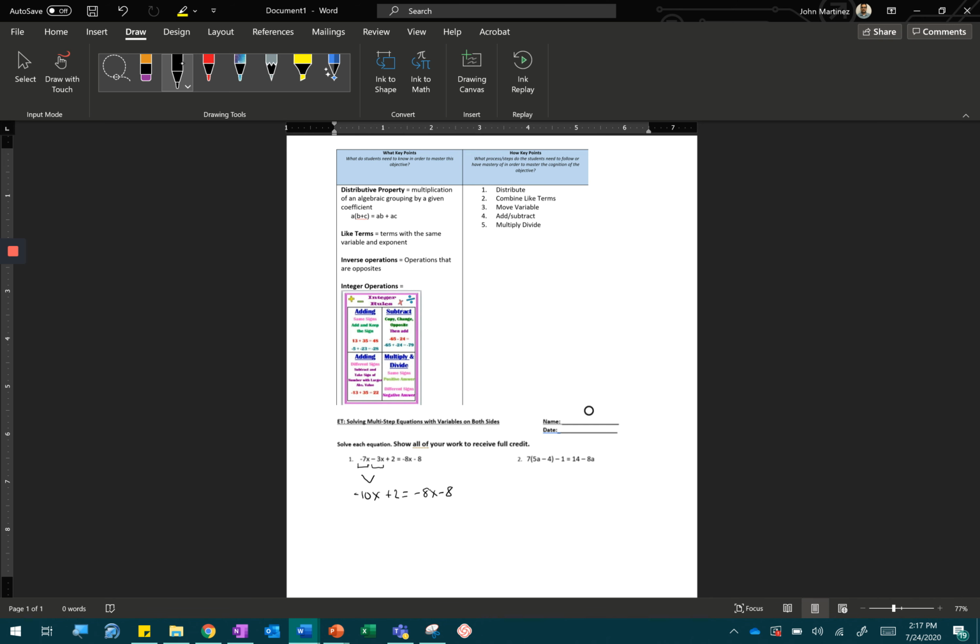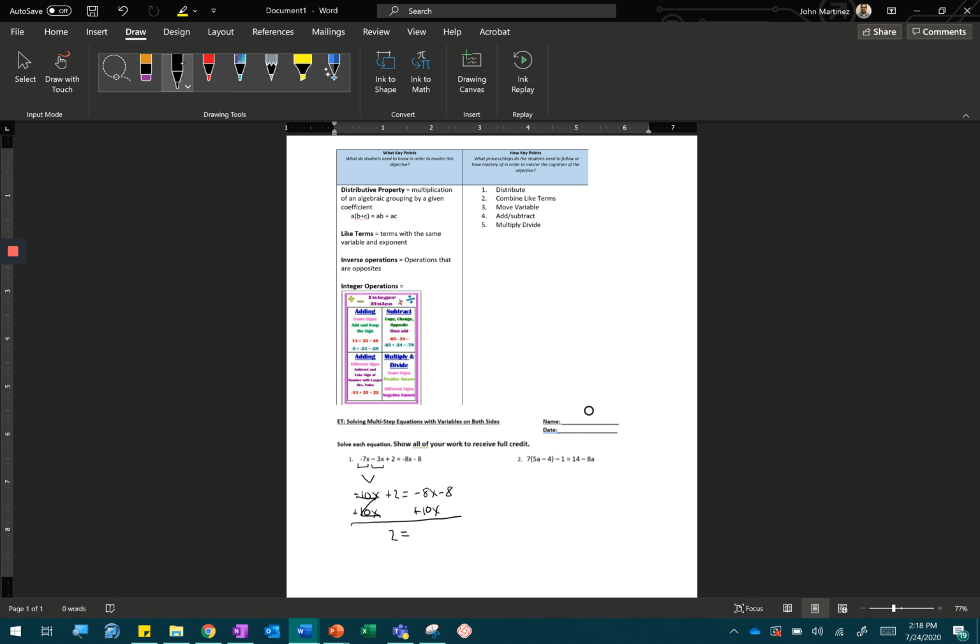Now the third step is for me to move a variable. I do have a variable on both sides, so I'm going to go ahead and move the negative 10x. And I know that when I move something across, I have to apply the inverse operation. So the inverse of a negative is a positive 10x. So now I have 2 equals. Well, I know that I'm adding these together.